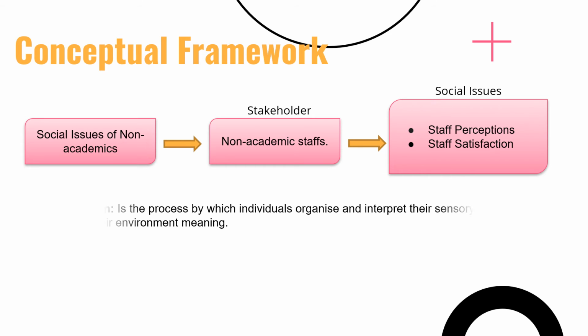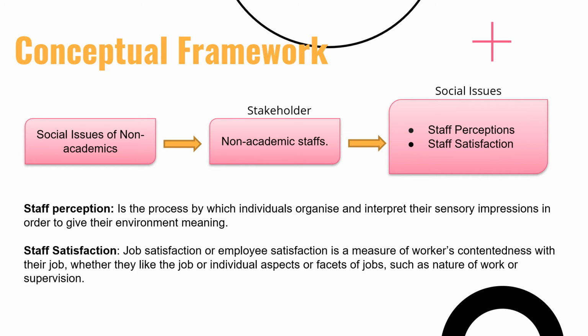Staff perception is the process by which individuals organize and interpret their sensory impressions in order to give their environment meaning. Staff satisfaction. Job satisfaction or employee satisfaction is a measure of workers' contentedness with their job, whether they like the job or individual aspects or facets of jobs, such as nature of work or supervision.